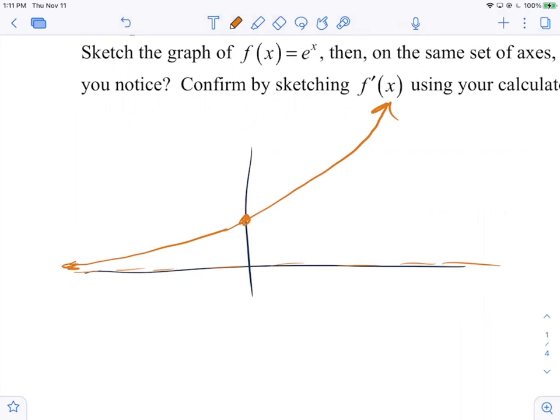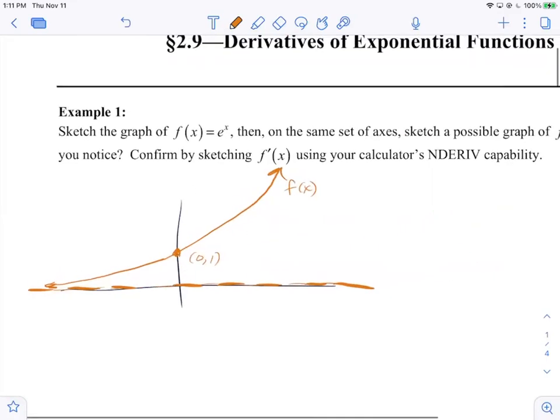So in this case, we've got f of x. And what's the y-intercept? How could you figure that out? e to the 0 is 1. Let me make the horizontal asymptote a little more pronounced. Now this is your parent function.